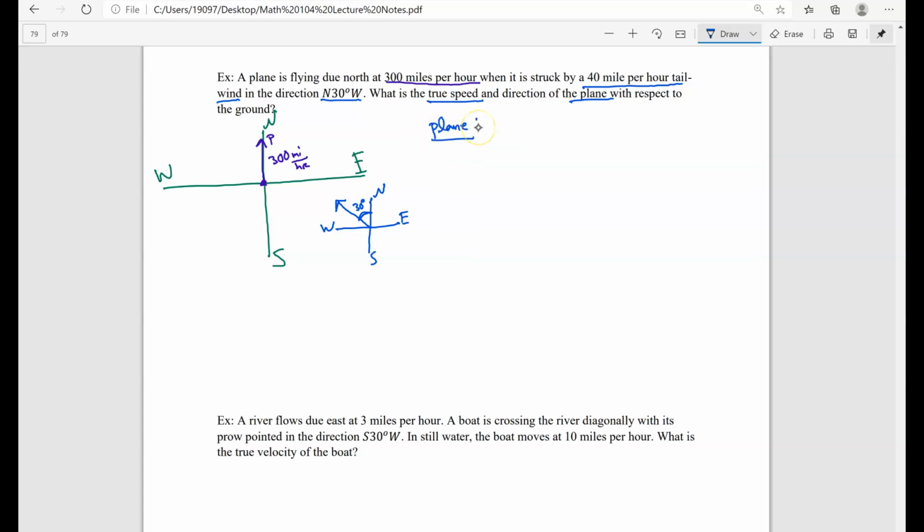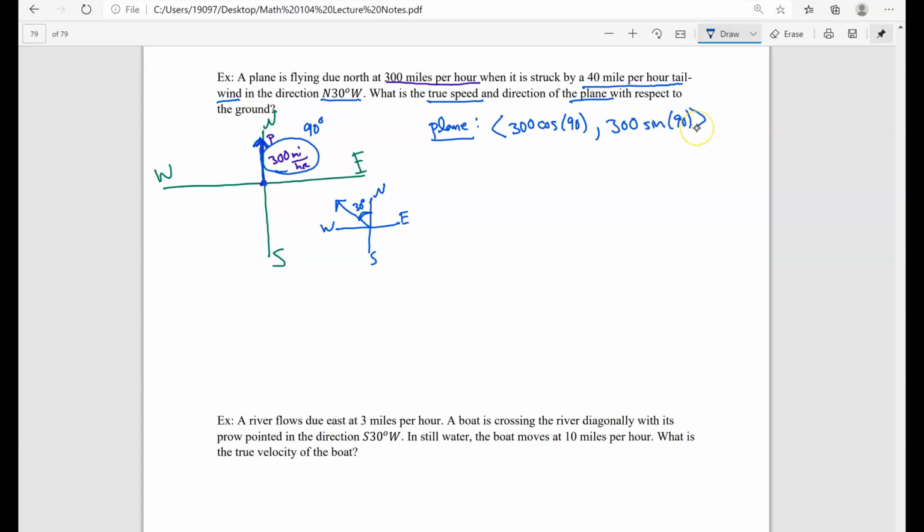In order for us to figure out how to write this in component form, we need to know the angle, and we also need to know the magnitude. We already know the magnitude. The magnitude is 300. The angle, we already know too. That's pi over 2, or 90 degrees. So we're going to write 300 cosine of 90 degrees, comma, 300 sine of 90 degrees.